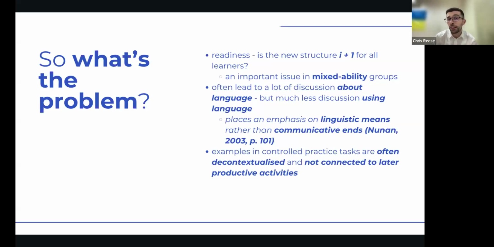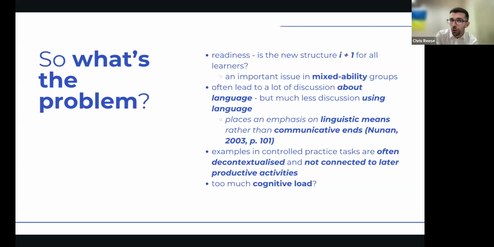Examples in control practice tasks are often decontextualized and not connected with later productive activities, which means that they might not actually prepare students that well for what's coming next. Ideally, the control practice should be a simplified version of whatever they're going to do for freer practice. In many course books, that's not the case. We expect them to go from filling in gaps in random sentences to, okay, now talk about life. We often need something more to bridge that gap.